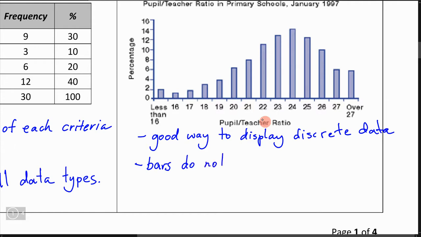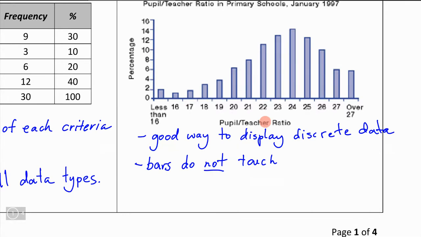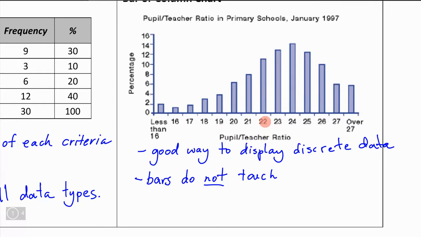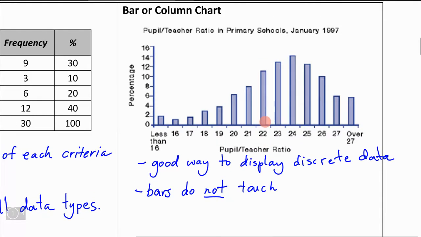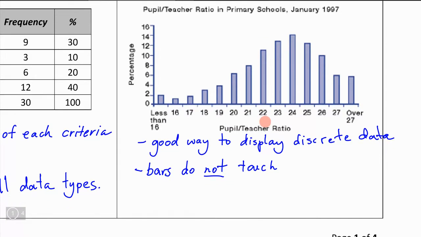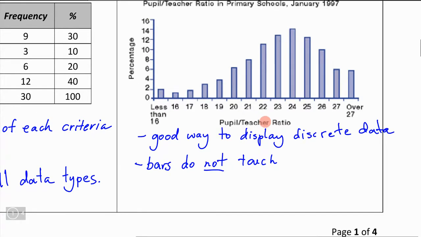You might be wondering, well, I've seen graphs before where the bars look like this, but they do touch. Were they wrong? The answer is no, though that's a different kind of graph. It looks similar, but it's a different graph. A histogram has the bars touching. A bar graph has the bars separated. And histograms are normally used for data that has ranges in it.